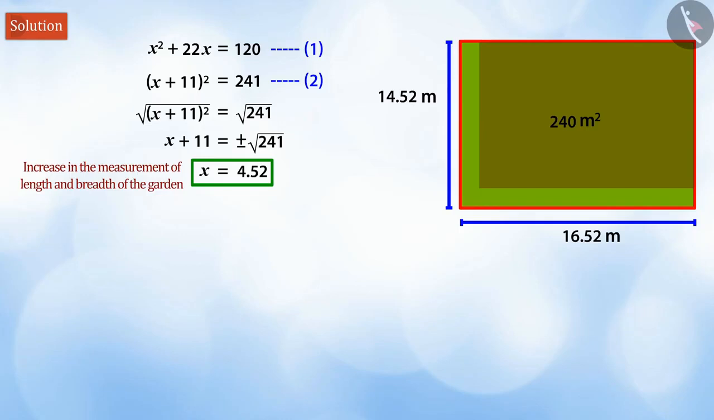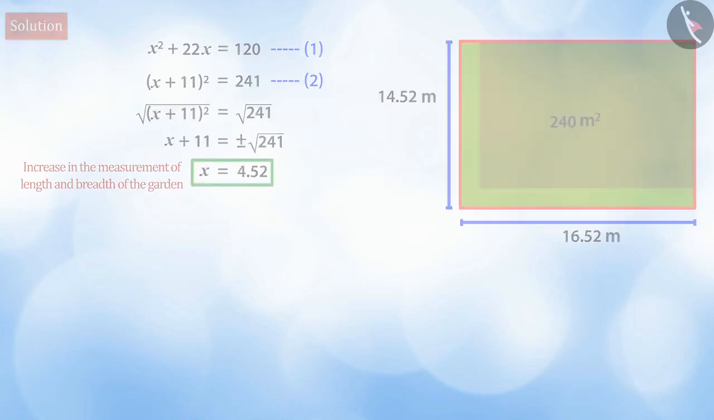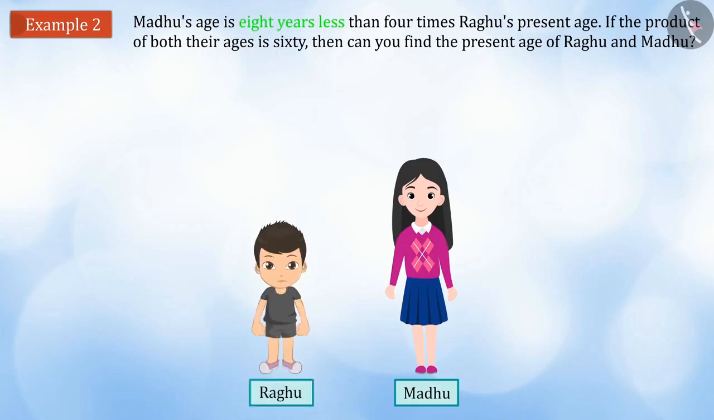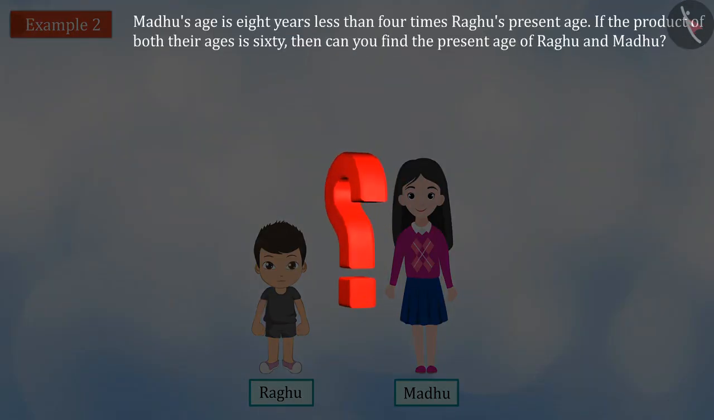Let us look at another example. Madhu's age is 8 years less than 4 times Raghu's present age. If the product of the ages is 60, then can you find the present age of Raghu and Madhu?